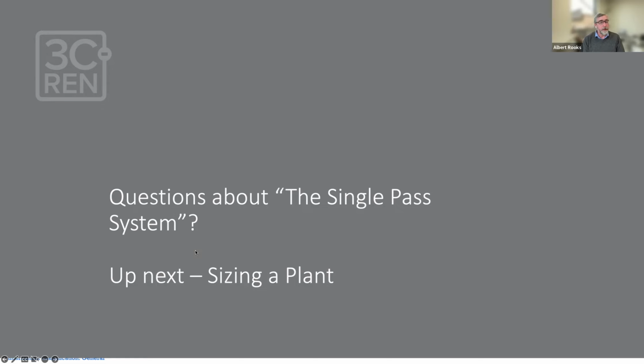Les says, thinking like cogen, it becomes more efficient the more it runs. Yes. Is there a wide range of duty cycles, and should that factor into the unit tank sizing? Yes, it should. We'll get to that maybe when we look at the sizing tools, which is the next section. Up next, sizing a plant.